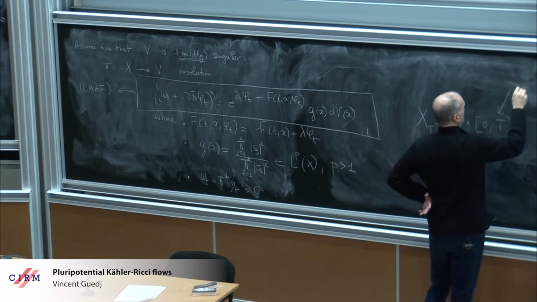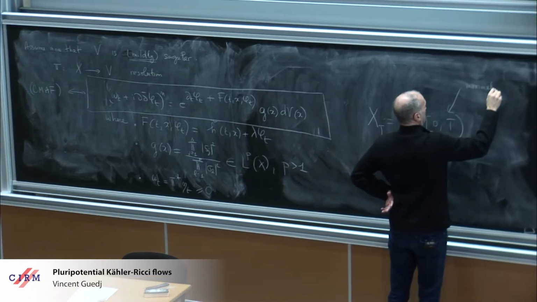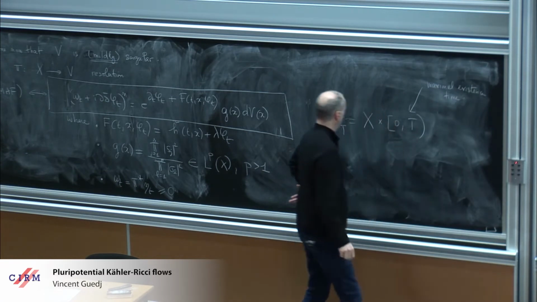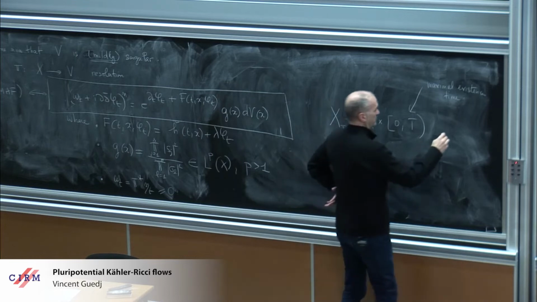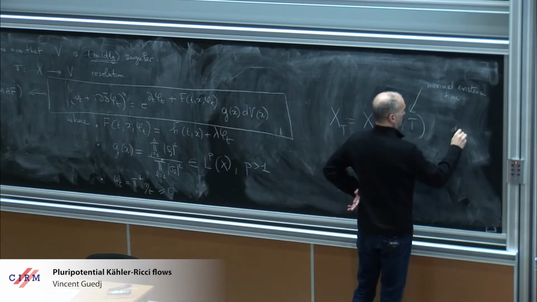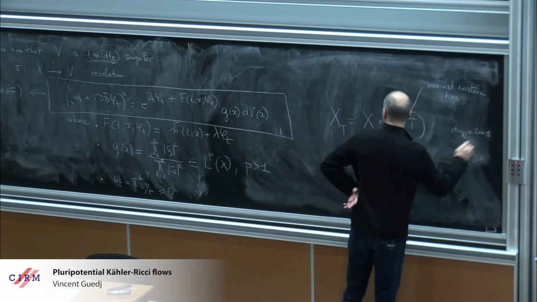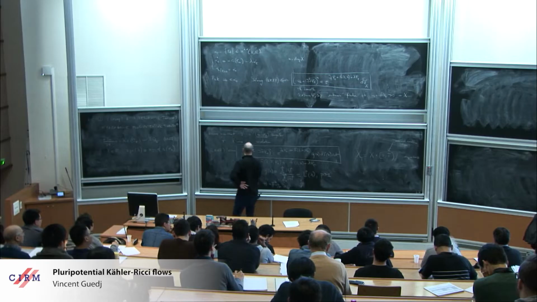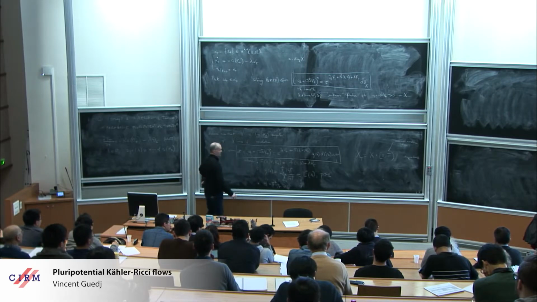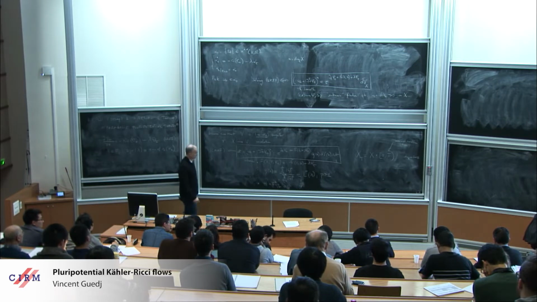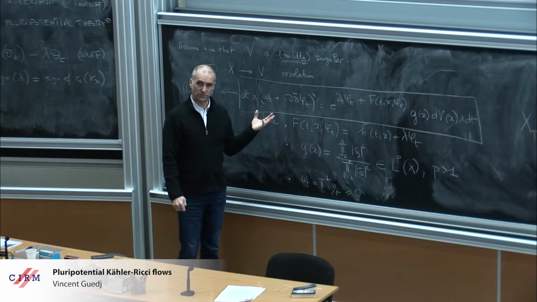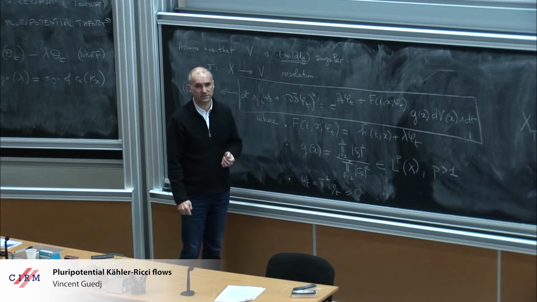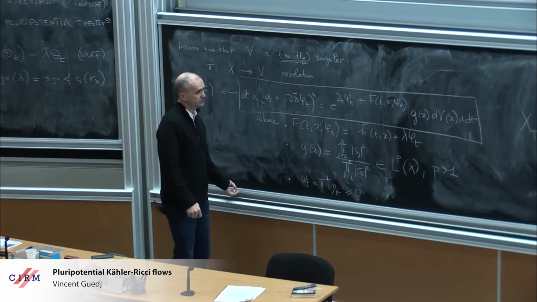So this is the maximal existence time for this flow. And this is a real manifold of dimension 2n plus 1. And we want to understand this equation on X_T. So we are going to interpret both sides of the equation as positive measures on X_T and try to make sense of both the left-hand side and right-hand side in the sense of measures.